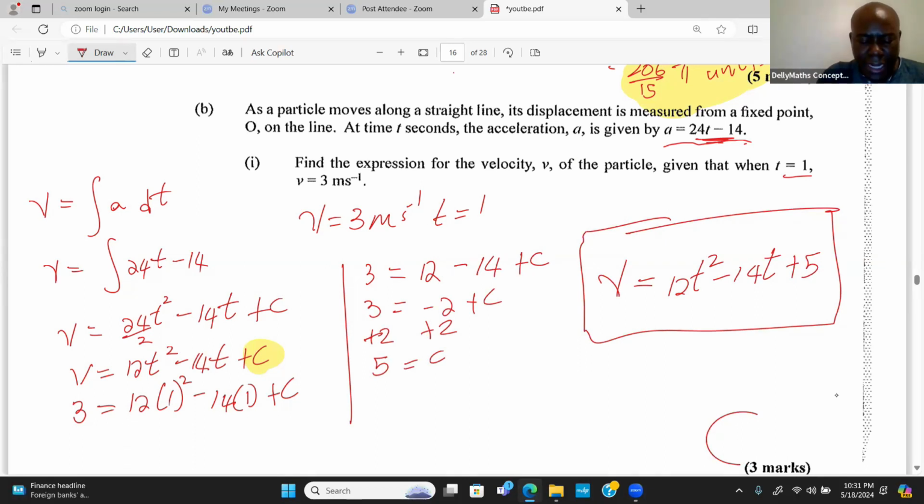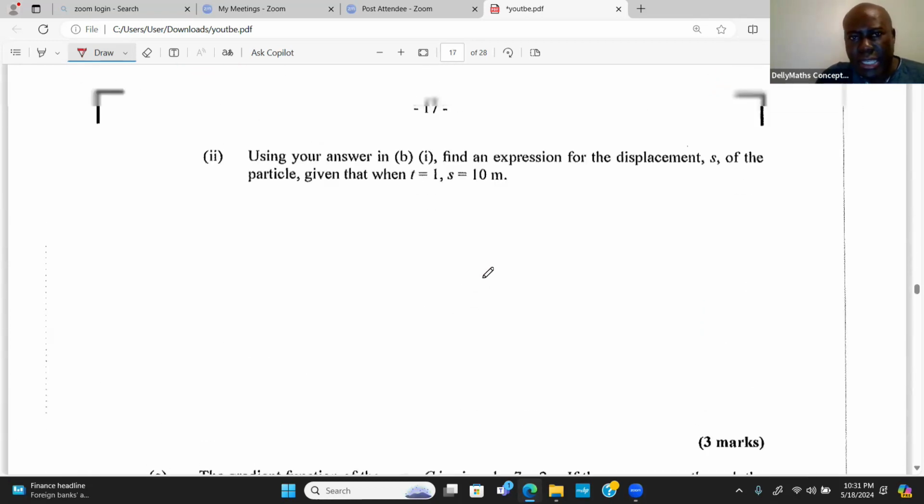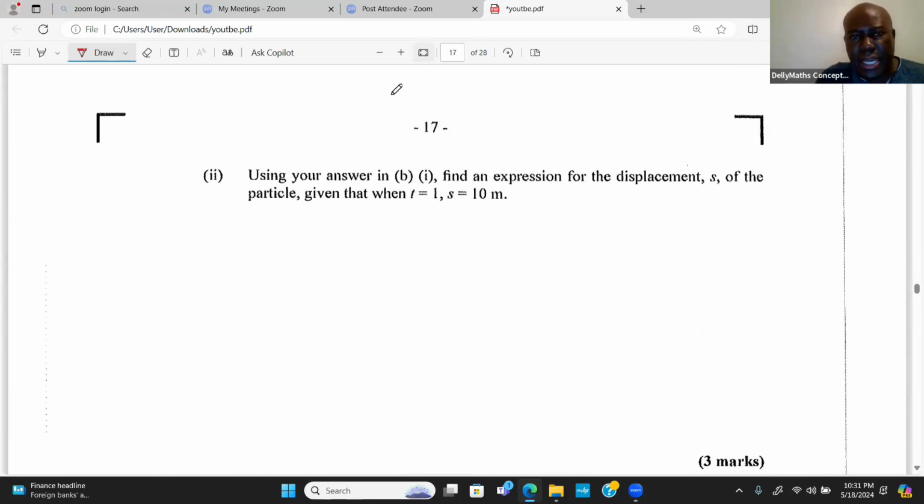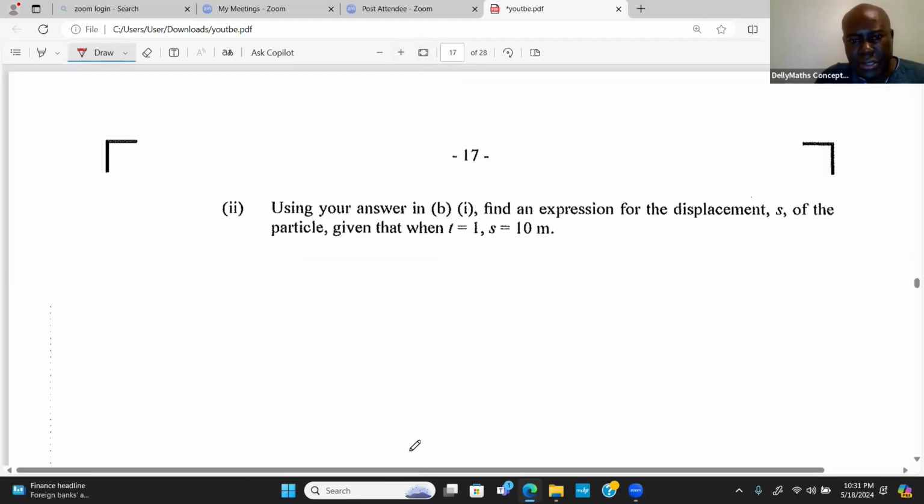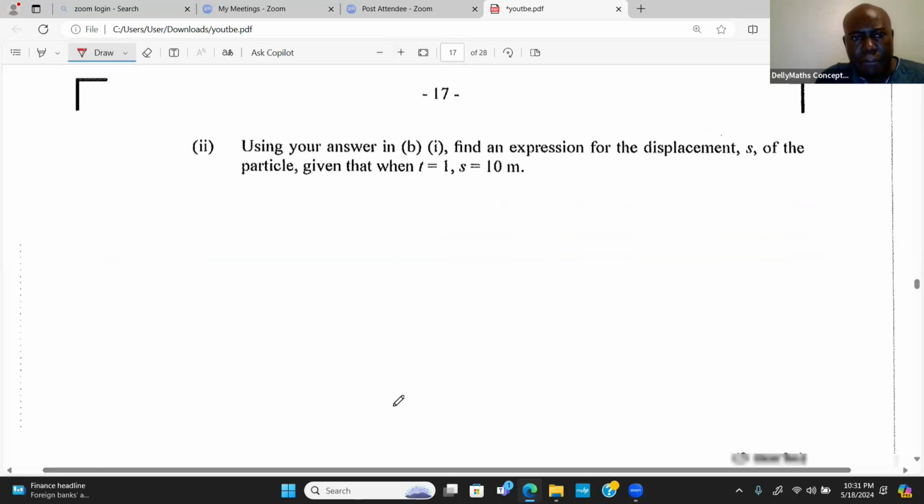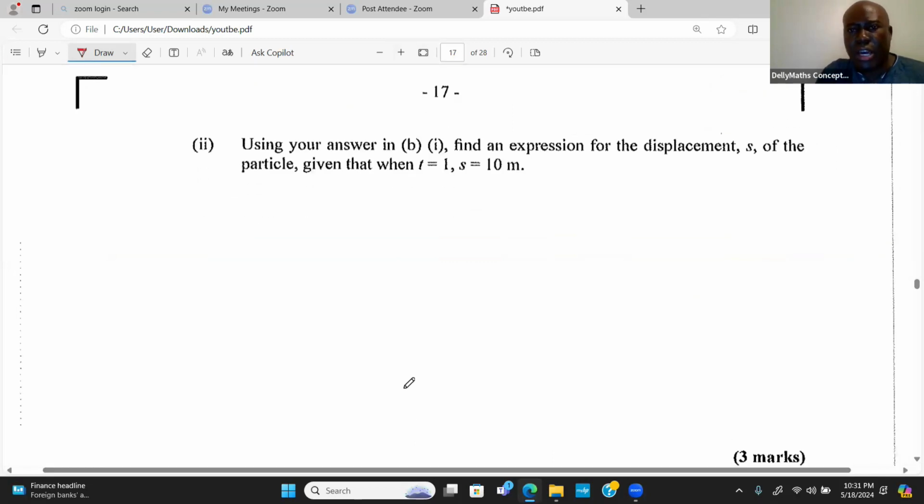These topics are kind of nice. We just have to make the links as we go. Now, let's take a look at the other question. As you could see here, it says using your information above. In other words, let me write this back. The velocity was equal to 12t squared minus 14t plus 5. That's velocity. So using this, it says find an expression for s.